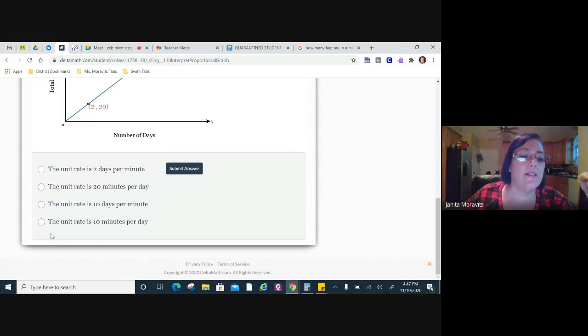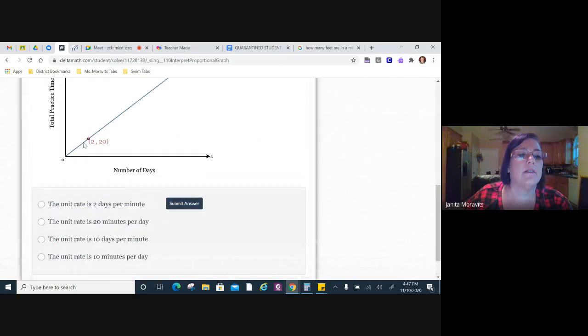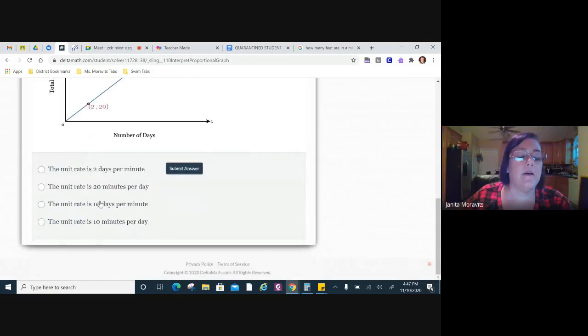So the unit rate is it 10 days per minute or 10 minutes per day? Well, for every day she practices, 1 day, 10 minutes. The unit rate is 10 minutes per day because in 2 days she practiced 20 minutes. In 3 days she would practice 30 minutes because it's 10 minutes per day.